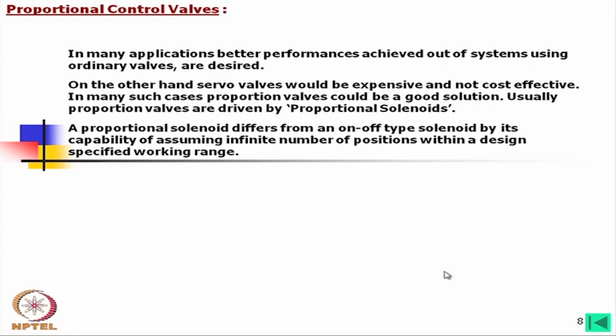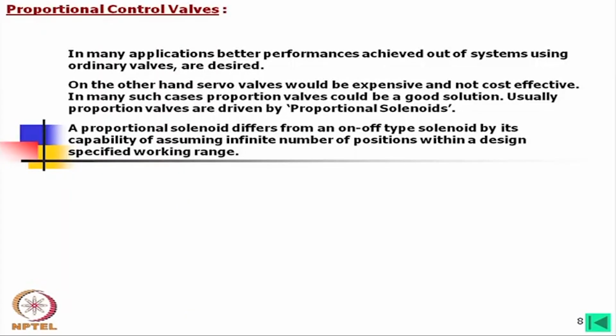A proportional solenoid differs from an on-off type solenoid. Most of the time, electrically actuated valves, ordinary on-off type valves, also use solenoids, but that is an on-off type solenoid. If you give the input, the solenoid will actuate fully and the valve will be on, and if you turn off the current, it will be off. That means the solenoid armature will be fully retracted.